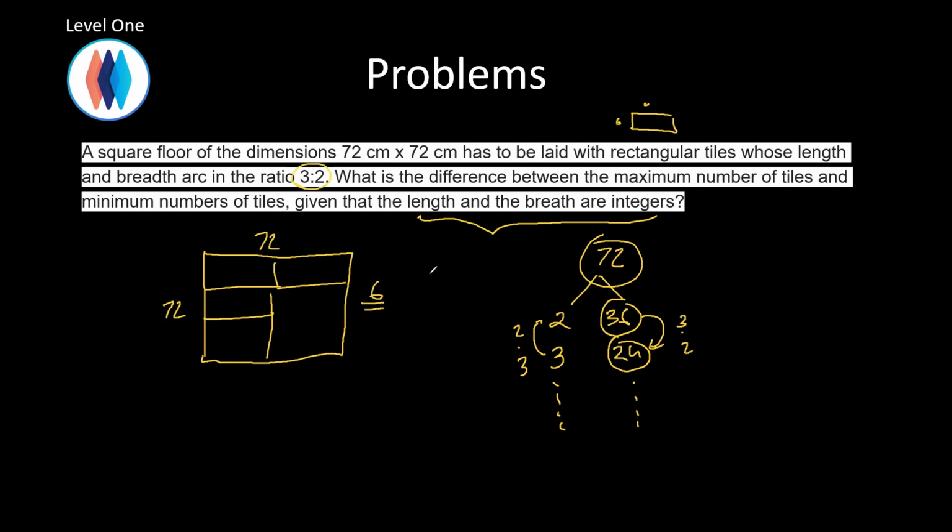The condition is 3 is to 2. For 3 is to 2 here, for 72 divided by 3, I will have a total of 24 tiles in each row. And for a breadth of 2, I will need 36 rows. So 36 times 24, minus 6. That is the difference between the maximum and the minimum number of tiles to fill this particular 72 cross 72 floor, given that the tiles are 3 is to 2.